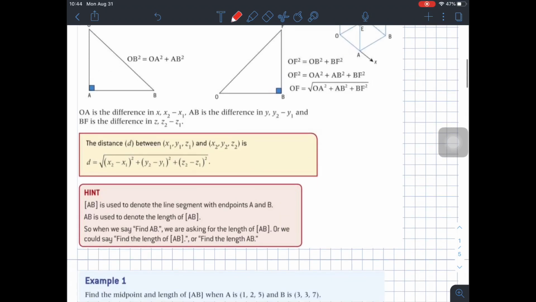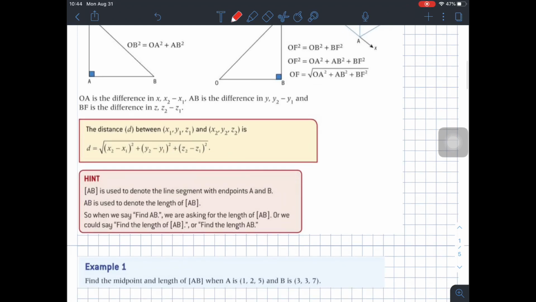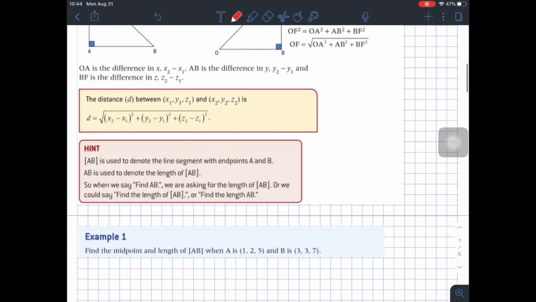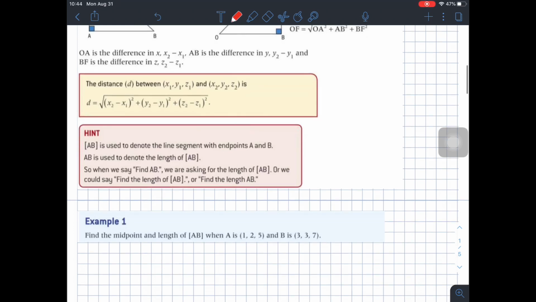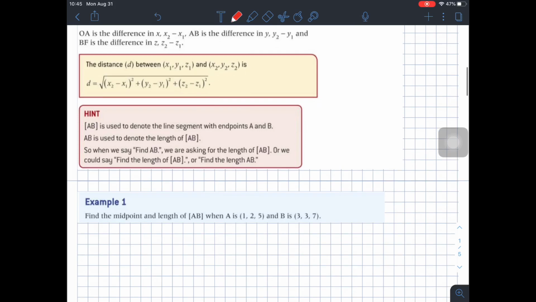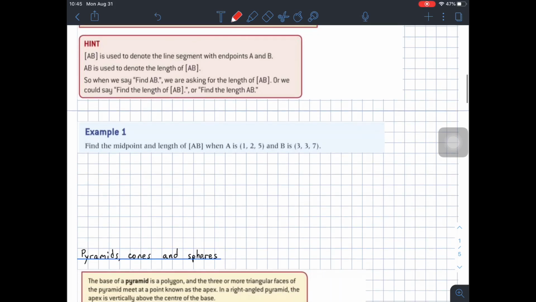Okay, then it says hint. [AB], like this, is used to denote the line segment with endpoints A and B. AB without the brackets is used to denote the length of the segment AB. So when we say find AB, we are asking for the length of the segment AB. Or we could say find the length of segment AB or find the length AB. Those are all synonyms.